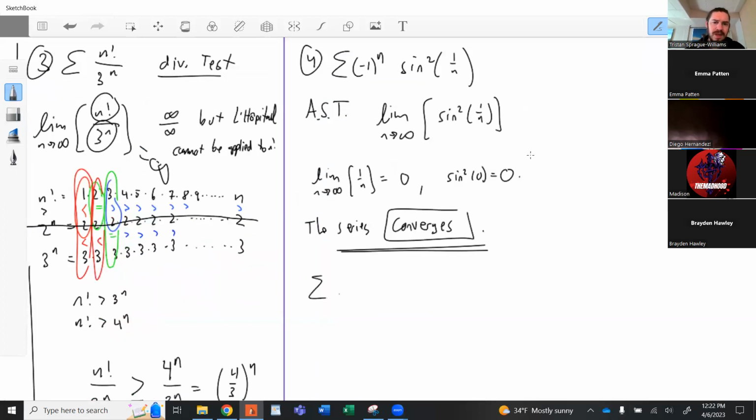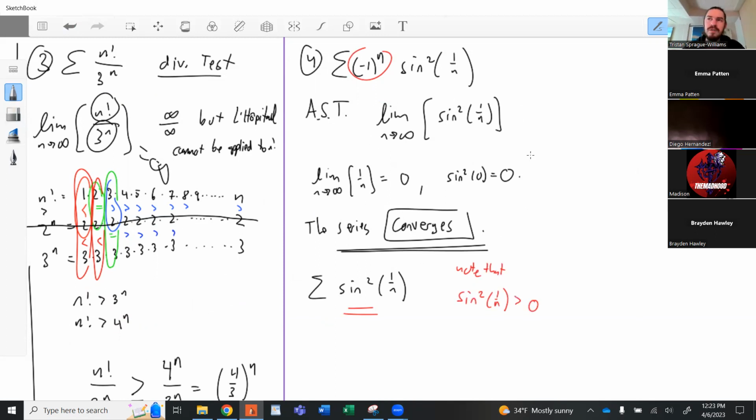If we take the absolute value here, we're just looking at this part alone. So here we took away the factor that makes it alternate. Now this is positive. Note that it's positive because of the fact that it's squared.